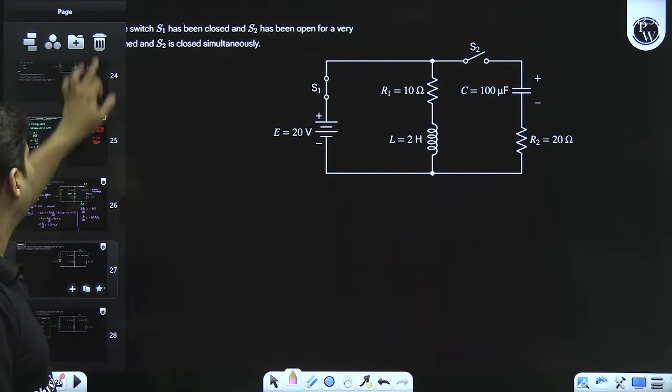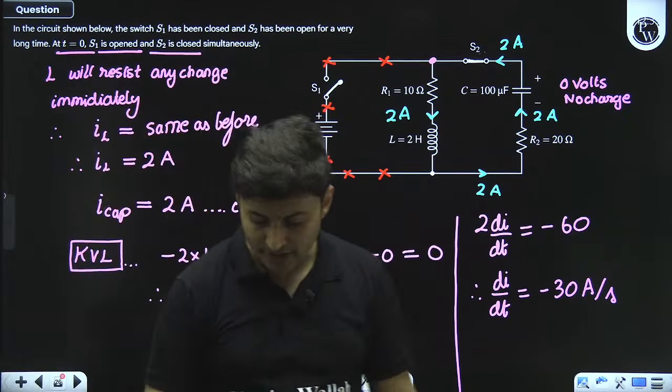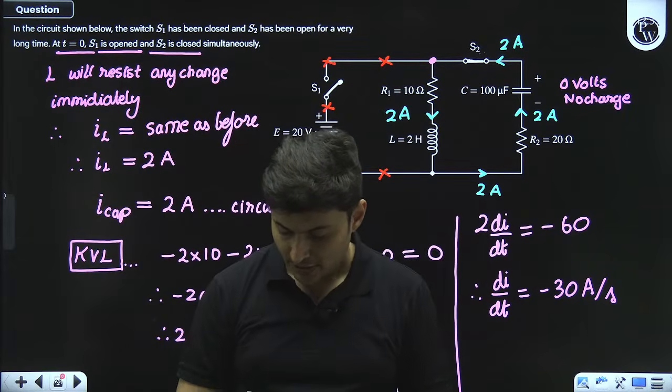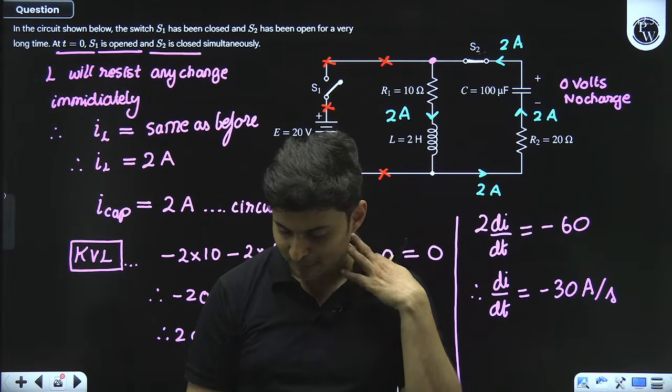Is that right, everyone? Loved this question on transient circuits. No, it is not minus 10, it was minus 30. Be careful. Minus 30. Cool.